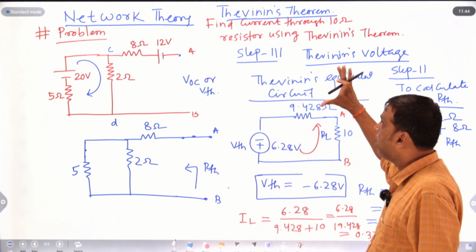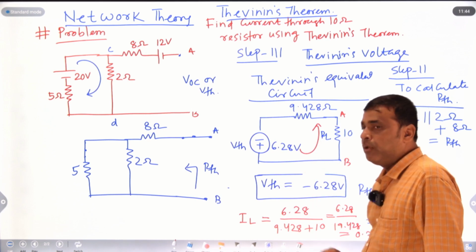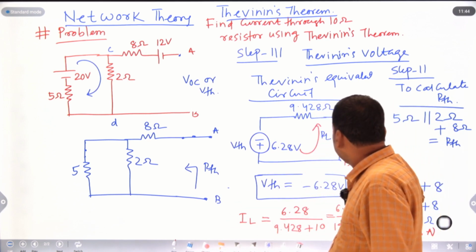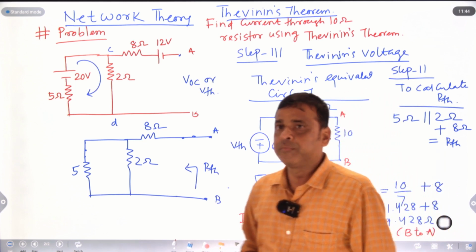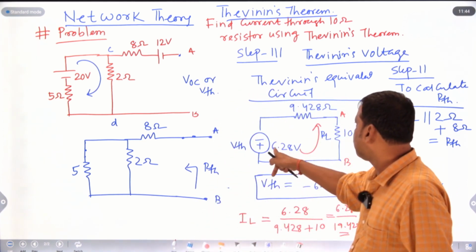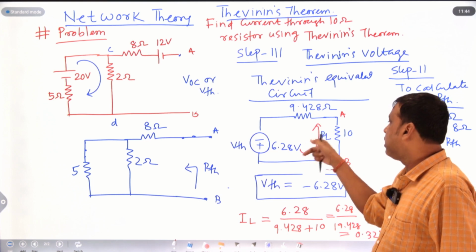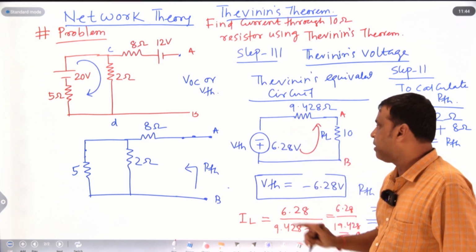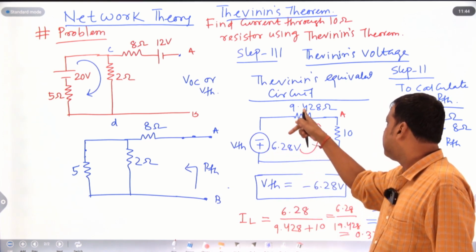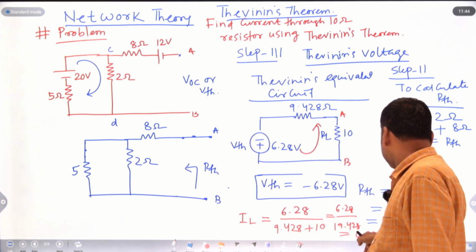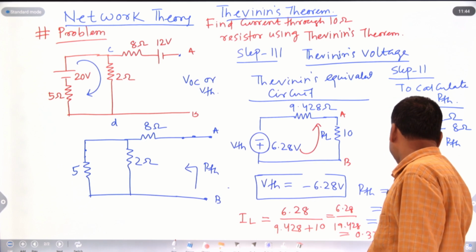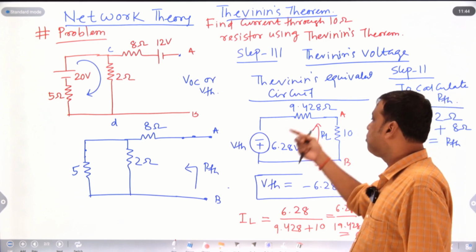The question asks, find the current flow through the 10 ohm resistor using Thevenin's theorem. So you connect the load resistance 10 ohm, then calculate how much current flows through it. In this simple circuit, there is one voltage source and two resistances, current equals voltage by the sum of the resistances. So VTH, 6.28 divided by 9.428 plus 10, the current comes around 0.323. And here you have to mention the direction of current, that is B to A.